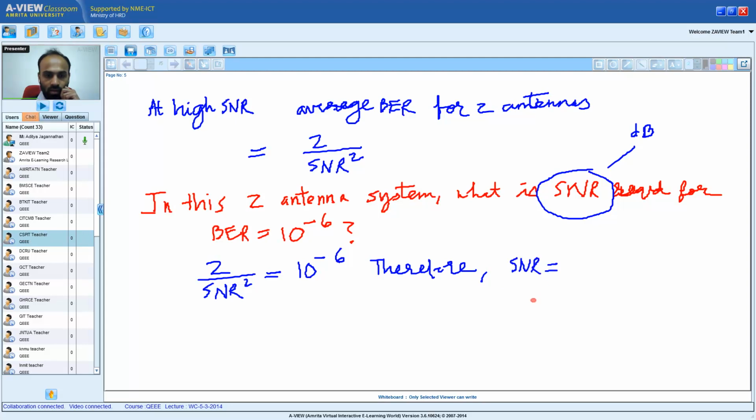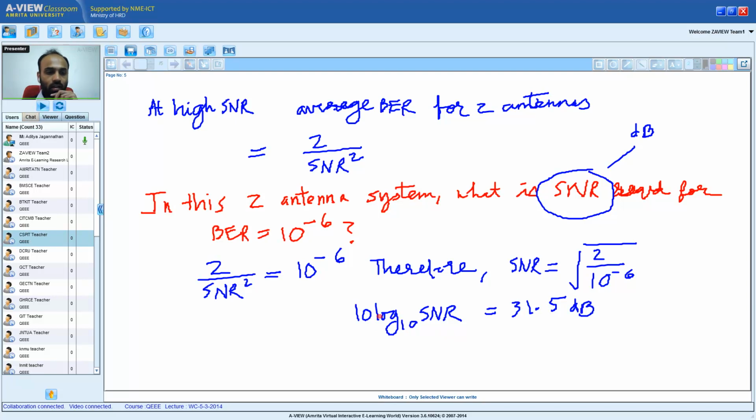SNR equals, what is SNR? SNR equals square root of 2 divided by 10 to the power of minus 6, which is basically equal to 31.5. So to find dB SNR I have to perform 10 log 10 SNR, which is equal to 31.5 dB.